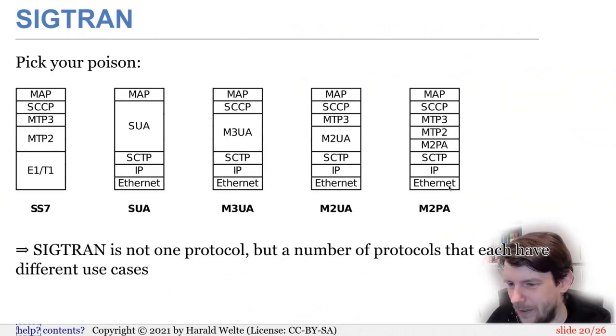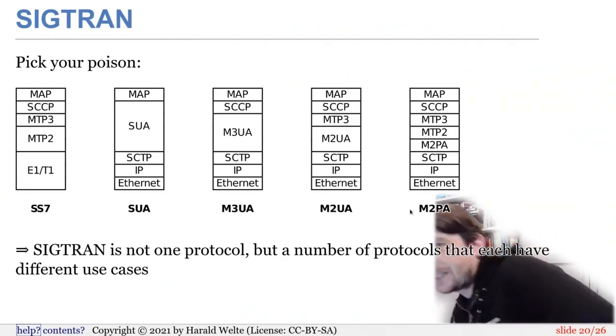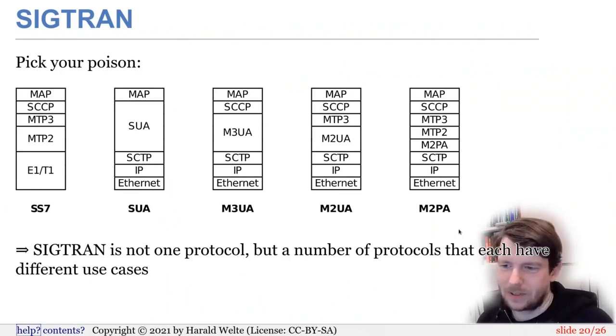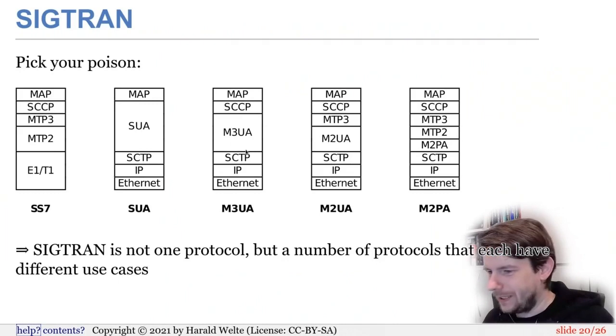That's what M2PA looks like. So the important thing to take from this slide is that SIGTRAN is not really one protocol, but a number of different protocols, all designed within one working group, which was called SIGTRAN. Some equipment now implements M3UA, but not M2UA, or this or that. For example, I think in Cisco ITP, you have SUA, M3UA, and M2PA, but no M2UA. In other equipment it differs, so you have to find whatever is the common denominator between the equipment to interconnect.